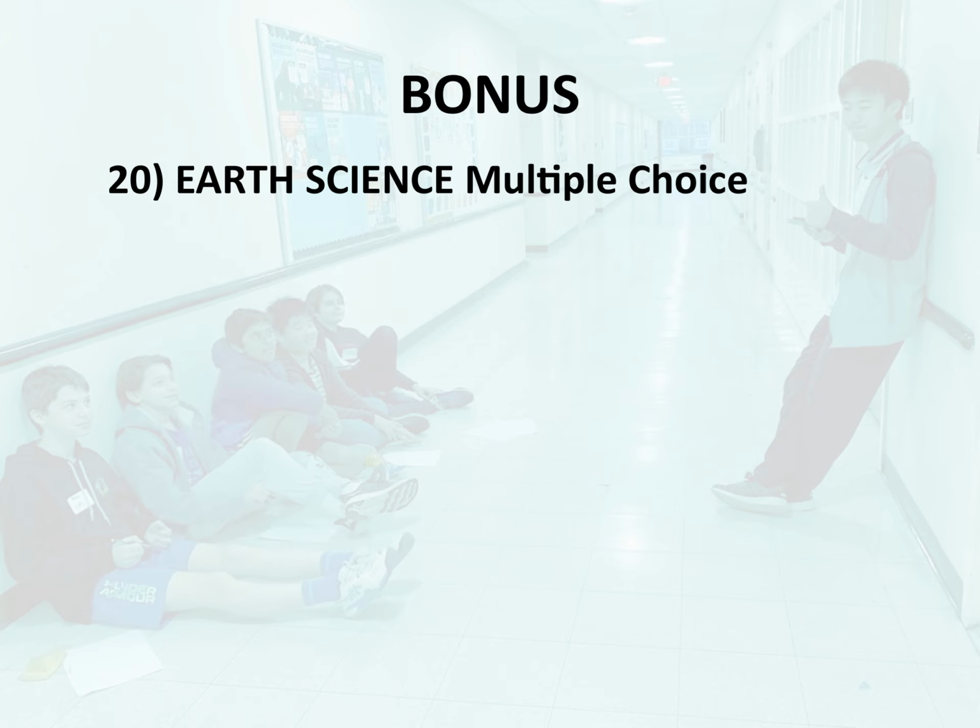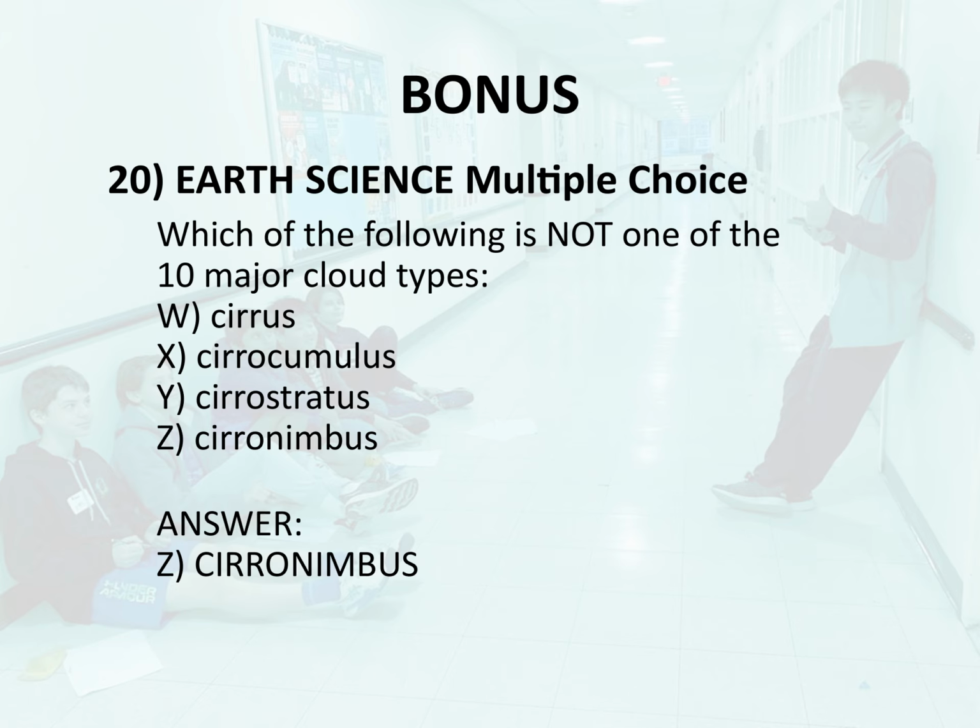Bonus 20. Earth science. Multiple choice. Which of the following is not one of the 10 major cloud types? W, cirrus. X, cirrocumulus. Y, cirrostratus. Z, cirronimbus. Answer: Z, cirronimbus.